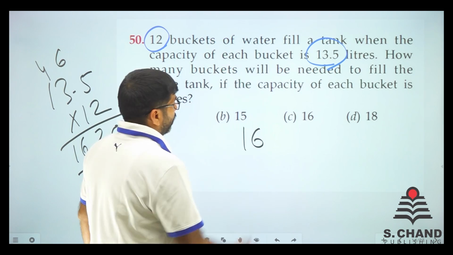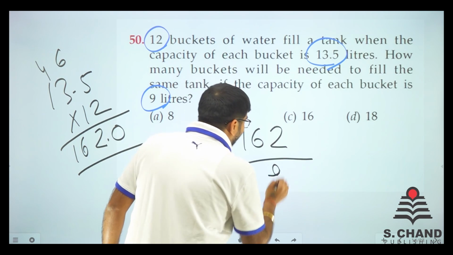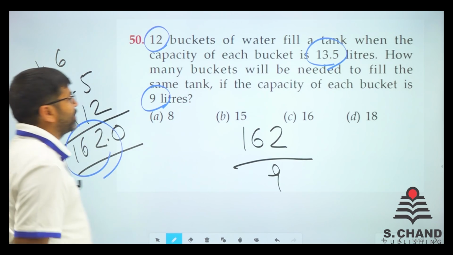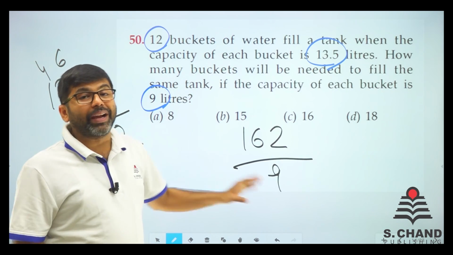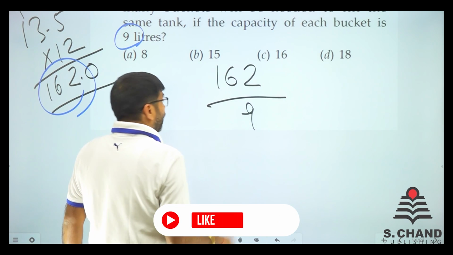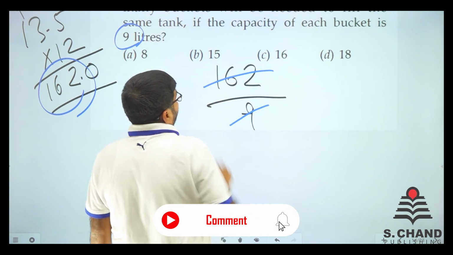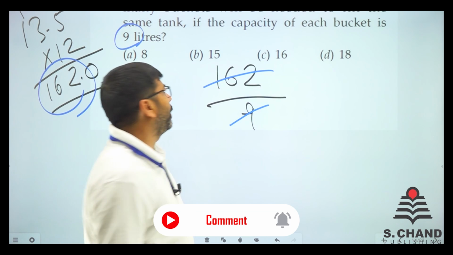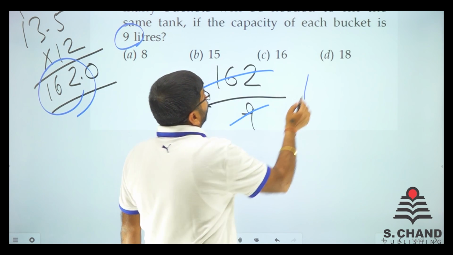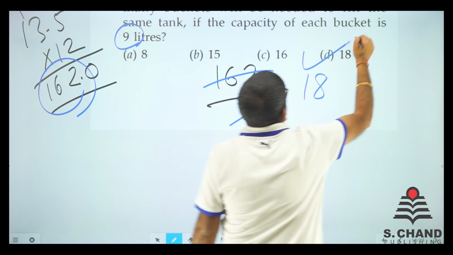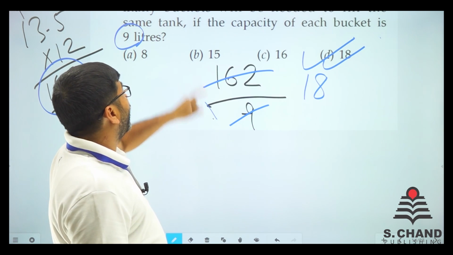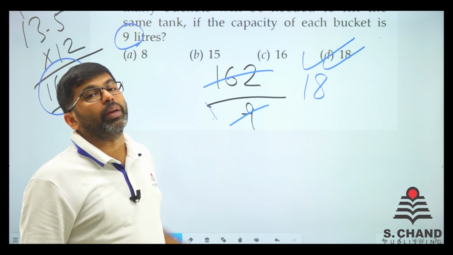Now 162 by 9 is what is required. Why? Because 162 liters is the total capacity, and 9 liters is 1 bucket capacity. So how many buckets are required? Just 162 by 9. So 9 times 1 is 9, we have got 7 here, so 72. 72 is 8 times. So a total of 18 buckets of 9 liters will be required to fill the tank with full capacity.